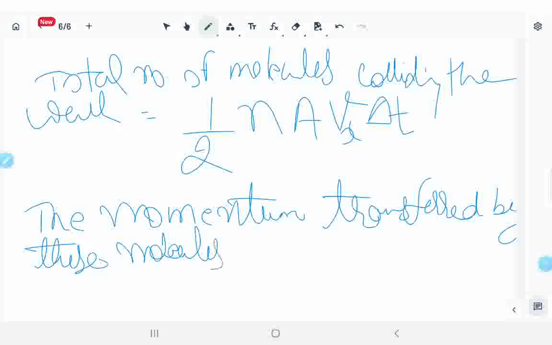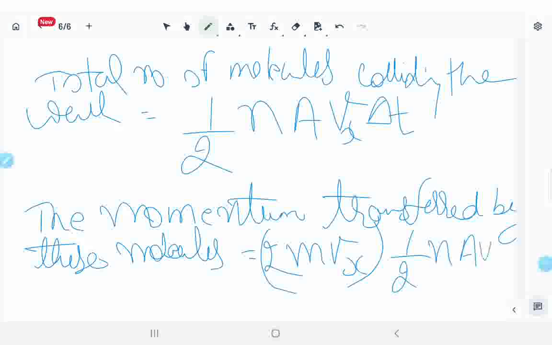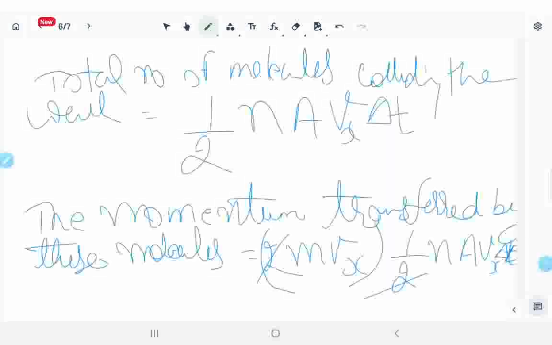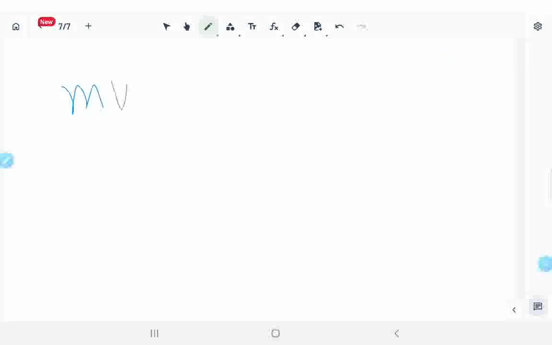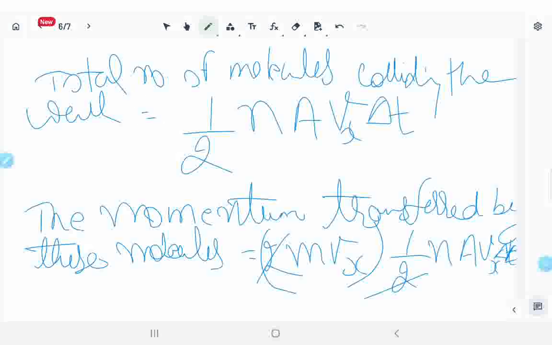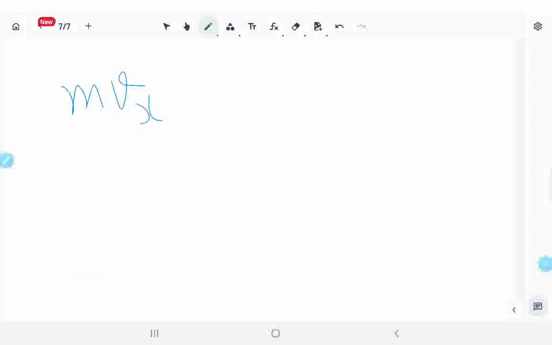एक मॉलिक्यूल कर रहा था 2 mvx, तो इतने मॉलिक्यूल कितना करेंगे? 1/2 n A vx del t, we will multiply. Okay, 2 cancel out each other, we'll get half, we'll get mvx and mvx is this n A vx del t. It is what? The momentum transferred, and I am representing the momentum by sign p, or I can write here q also, because in gases you can take this.